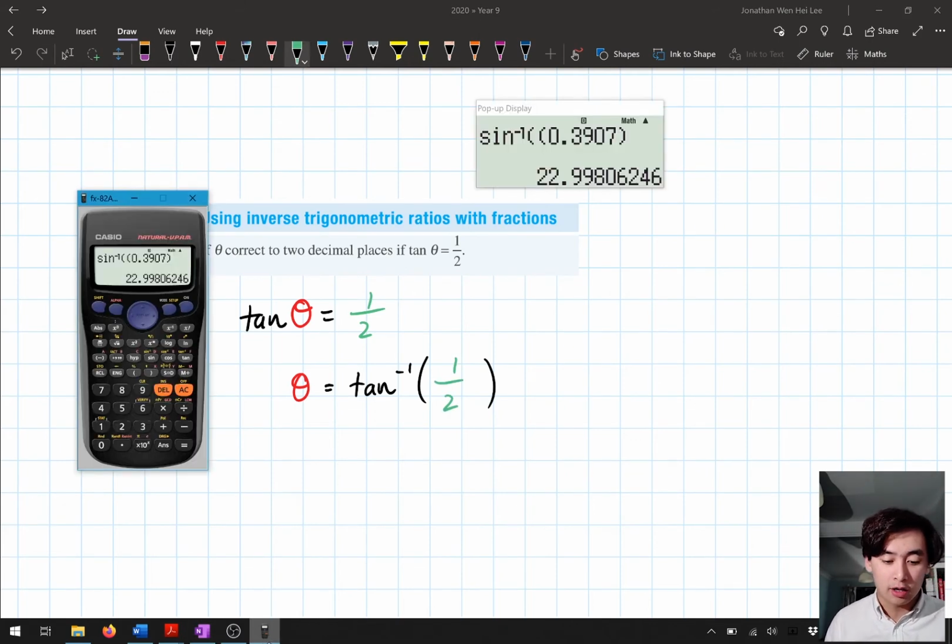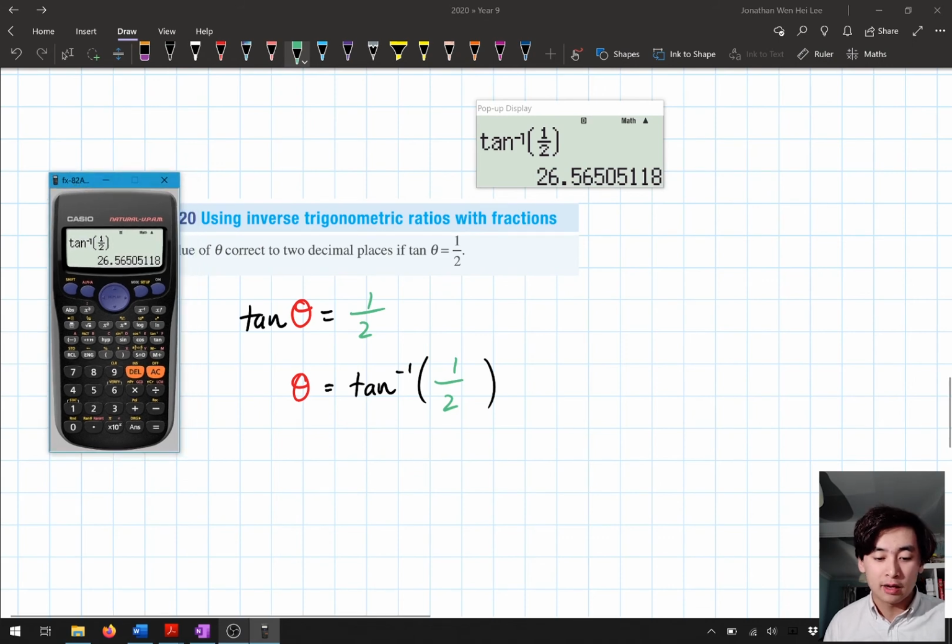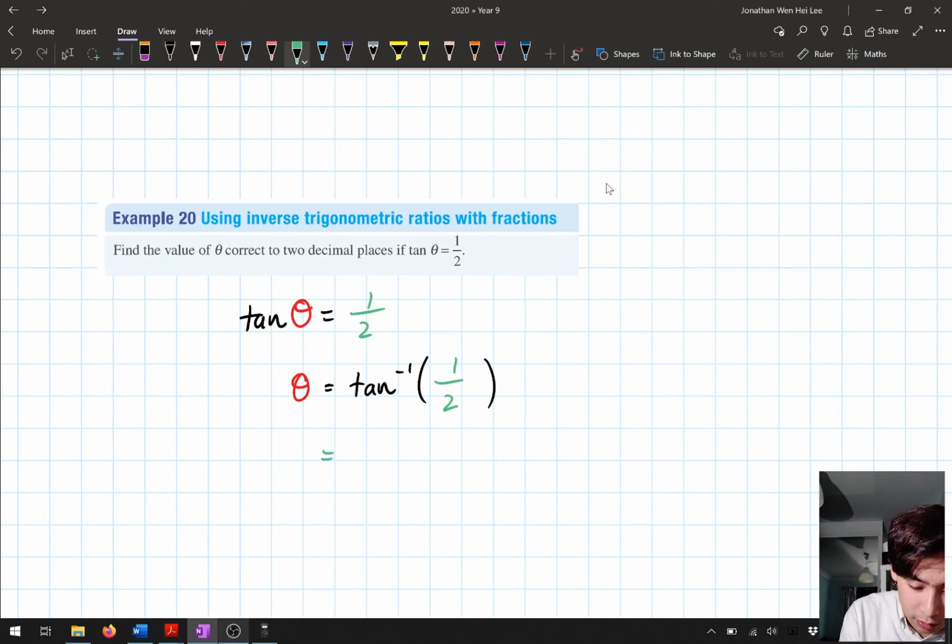So let's put that in my calculator. I'm going to go shift tan. So if you're using inverse trig, you need to put shift before you press the trig ratio. 1 over 2, I'm going to close the bracket. And that will give me 26.56. I want it to two decimal places. The next number is 5, so I round up. 26.57 degrees, and there we go. There's our answer for theta.